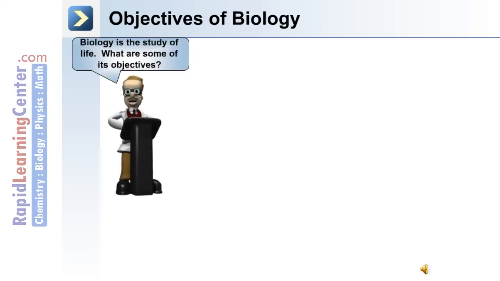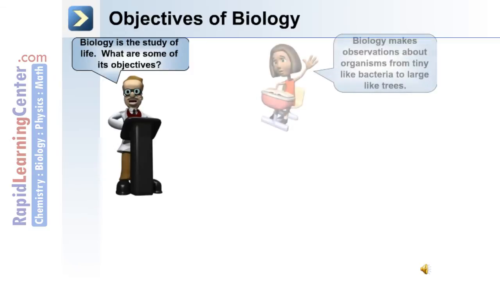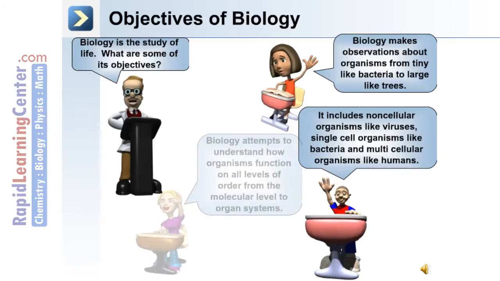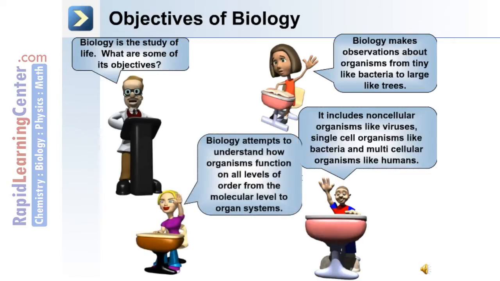Objectives of biology. Biology is the study of life. What are some of its objectives? Biology makes observations about organisms from tiny, like bacteria, to large, like trees. It includes single-cell organisms like bacteria and viruses and huge multicellular organisms. Biology attempts to understand how organisms function on all levels of order, from the molecular level to the organ system level.